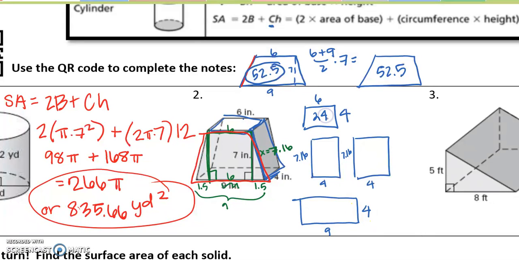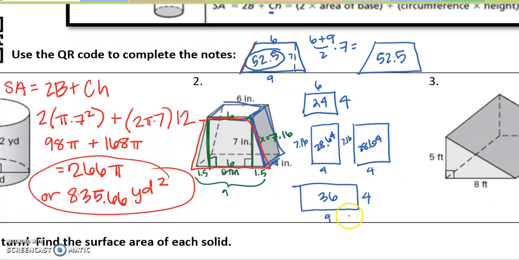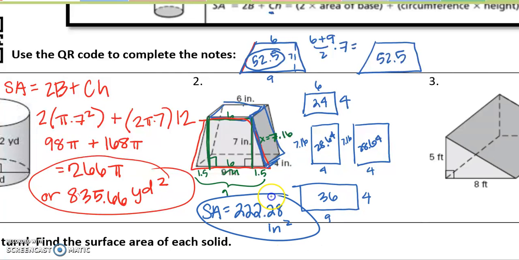This would be 24. 9 times 4 would be 36. And 7.16 times 4 gives me 28.64 and 28.64. Okay, so now my last job is to add up all these individual pieces. So all 1, 2, 3, 4, 5, 6 pieces give me a final surface area of 222.28, and this guy's going to be inches squared.